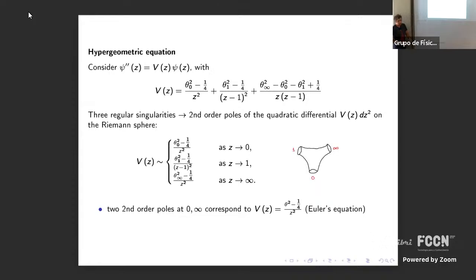Now, a few words about the Heun equation. The Heun equation is a generalization of the hypergeometric equation. In the hypergeometric equation, you have a Schrödinger equation with this type of potential. What is important to emphasize here is that we need to look at the singular points of this quadratic differential. For the hypergeometric equation, we have three second-order poles.